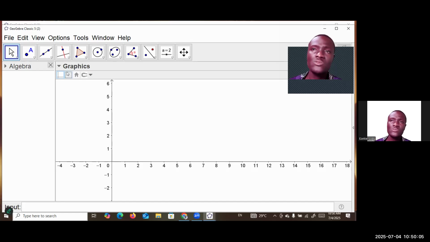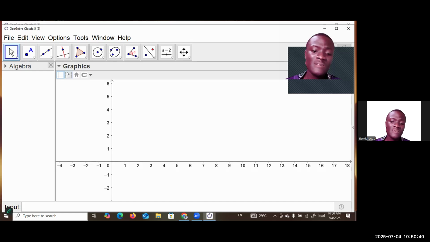So the goal is to either maximize or minimize a specific outcome while adhering to specific rules or guidelines, which are the constraint functions that will be given to you. We are going to use a question to demonstrate how to solve linear programming questions in GeoGebra. So basically, that's what we are going to do today.